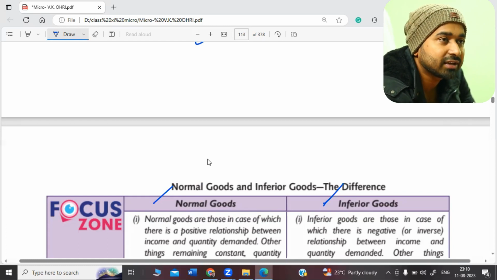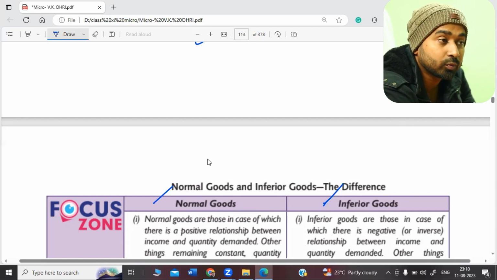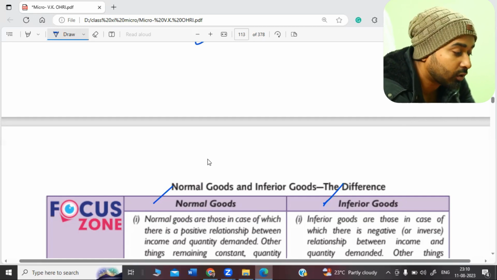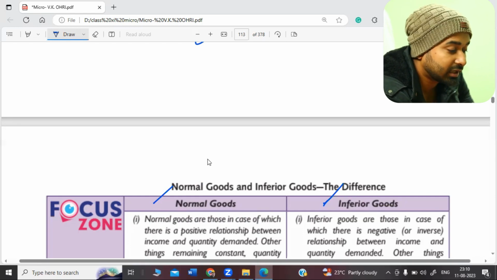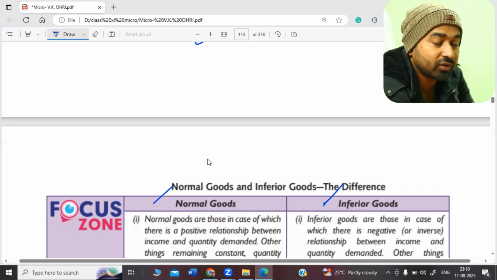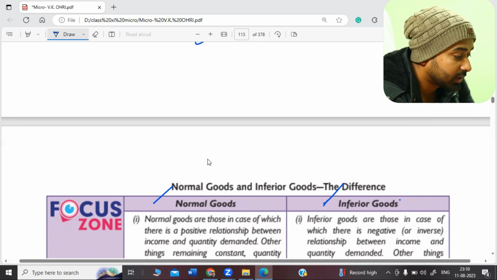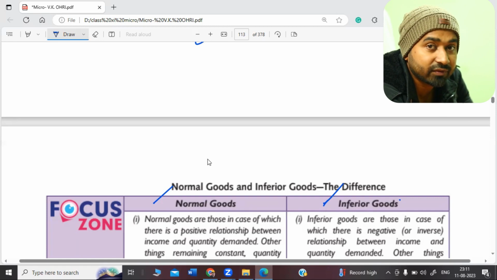Inferior, the name says that: inferior. Those who do not have the ability to purchase normal goods because of lack of money are purchasing goods only for filling the stomach. They are thinking, yes, my stomach should be filled with food, nutrition and all. So normal goods have a positive relation with your income. But inferior goods, otherwise known as Giffen goods also.